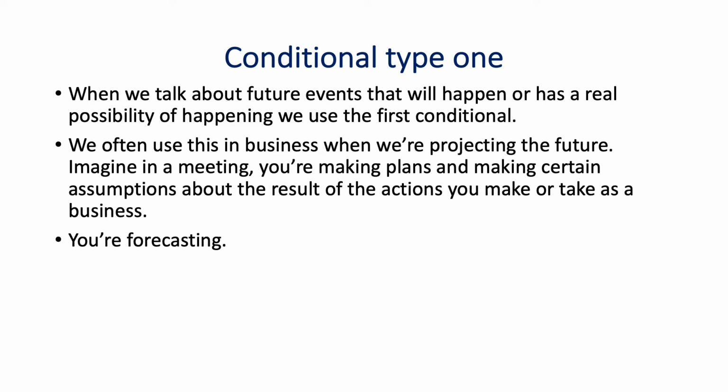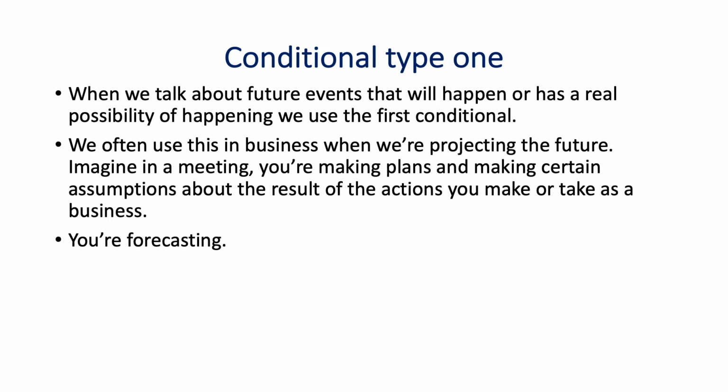Next, conditional type 1. Okay, here in conditional type 1, we use this type when we talk about future events that will happen or have a real possibility of happening. Okay, so here we talk about events that will happen, meaning future events that will happen, or have a real possibility of happening, meaning there is a possibility for these events to happen, okay, in the future.